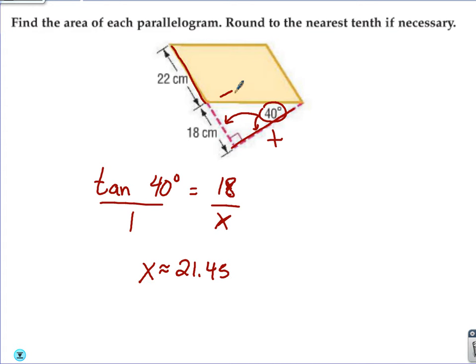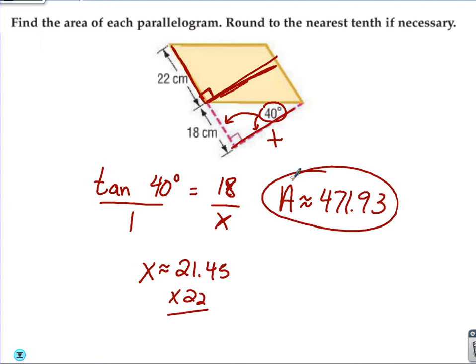Again, that's what we just found right there. That's the height. And you can see that's actually parallel with the other one there. So if the height is about 21.45, I'd leave that on my screen. If you're dealing with a parallelogram, area is equal to base times height. So all you have to do is multiply this times 22. And that gives you your area, which is about 471.93.